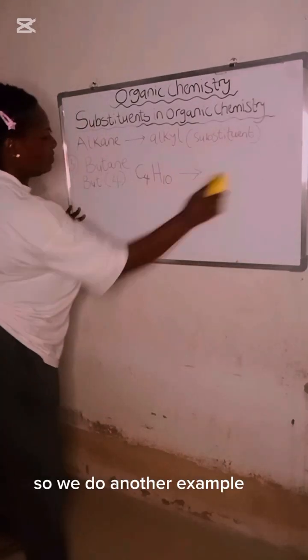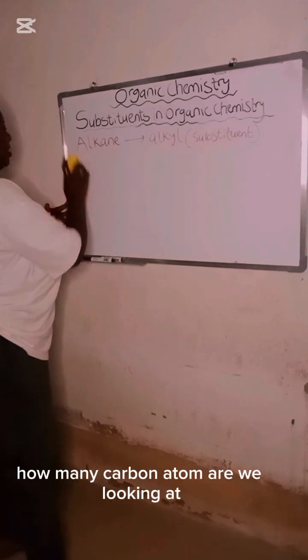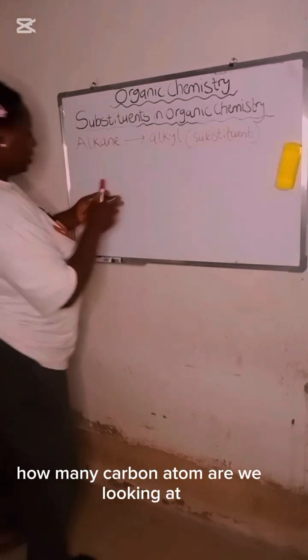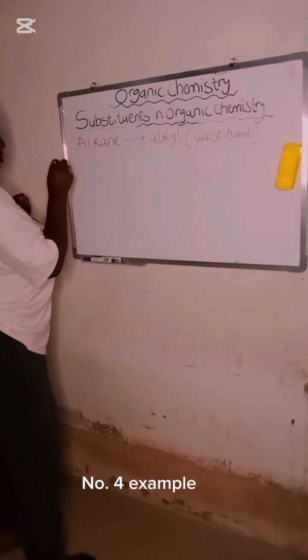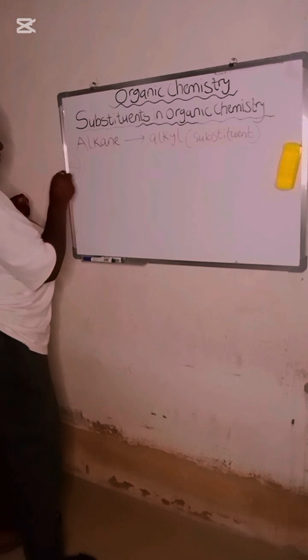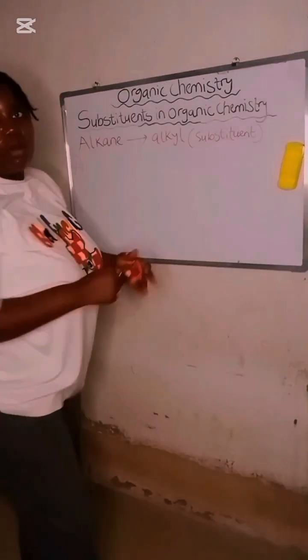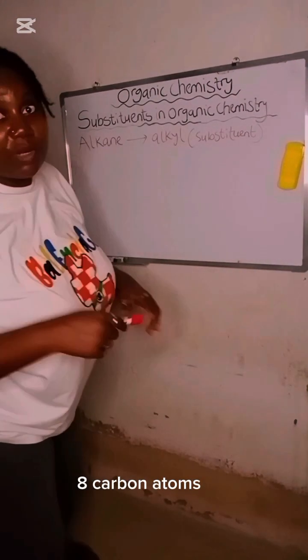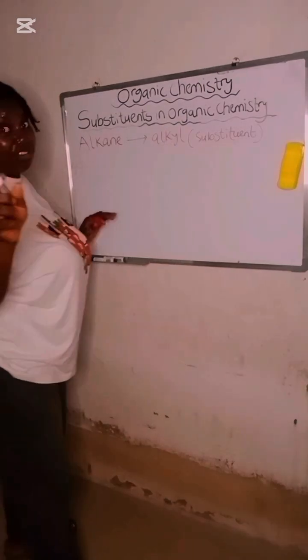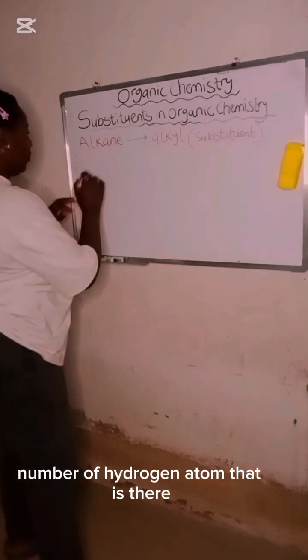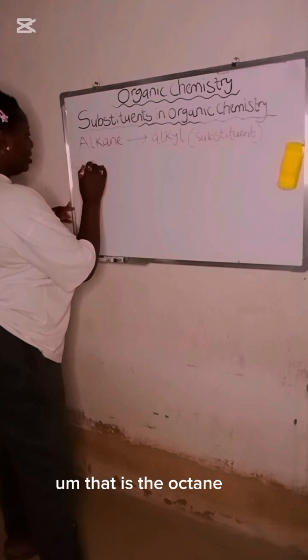So we'll do another example. How many carbon atoms are we looking at? Number 4 example. Okay, let's try 8 carbon atoms. Tell me the number of hydrogen atoms that is there. That is octane.